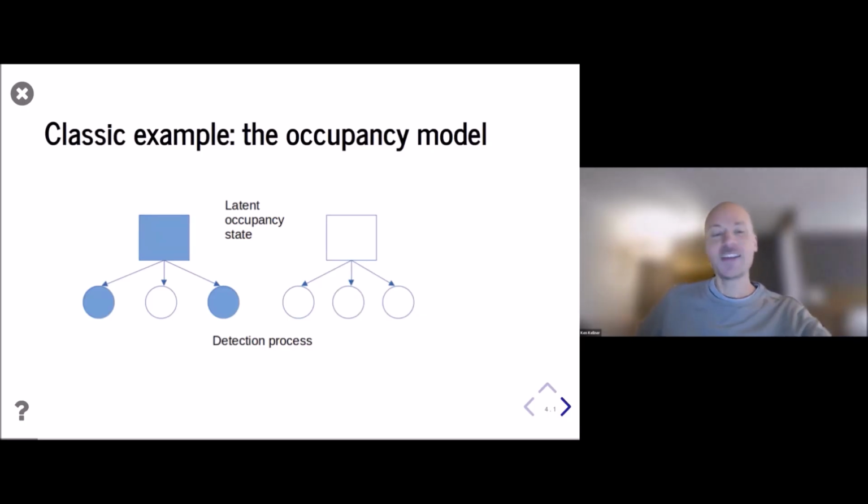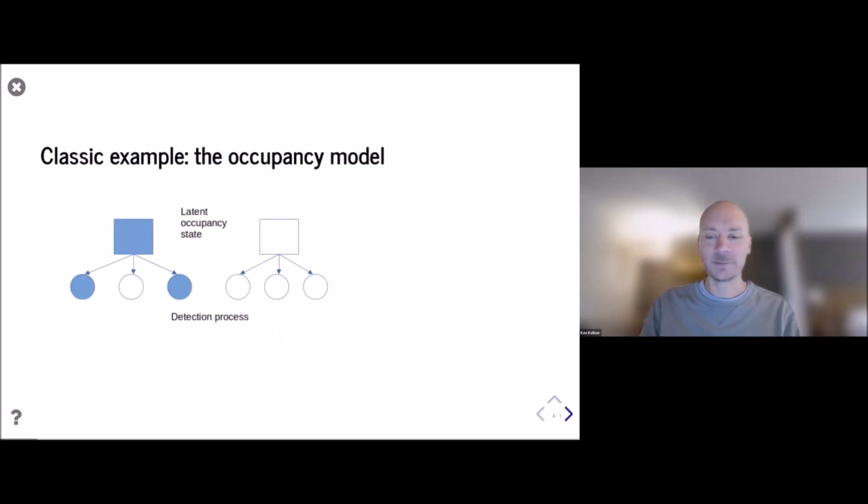So in this case, if we only made that second visit, then we may incorrectly determine that the species is absent when it is in fact present. Then on the right-hand side, in this simple example, we have an unoccupied site, and every time we visit that site, we will find that the species is not present. So on the top, we have the occupancy or the state process, and on the bottom is the detection process.